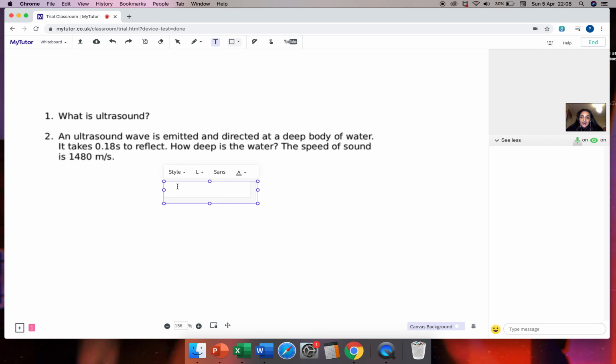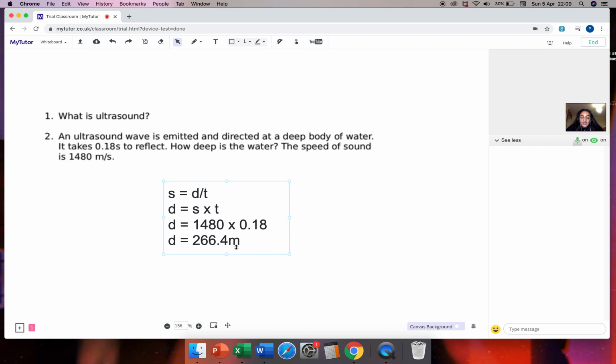So we take our speed equals distance divided by time equation, which we can rearrange for distance equals speed times time. Then we know that the speed is 1,480 and the time is 0.18 seconds. So the distance is 266.4 metres.